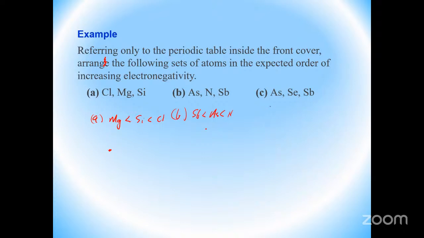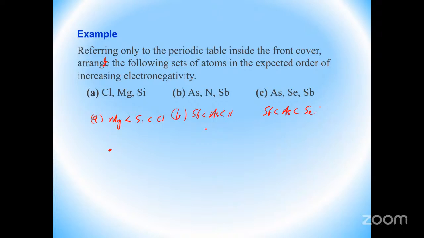Antimony would be the lowest in terms of electronegativity, then arsenic, and then selenium, right? So that's basically how that is done. All right. Any questions about it?